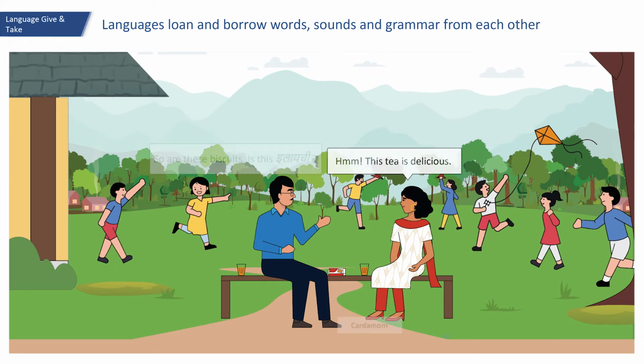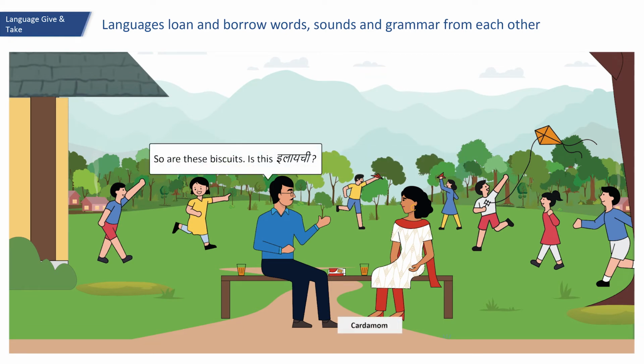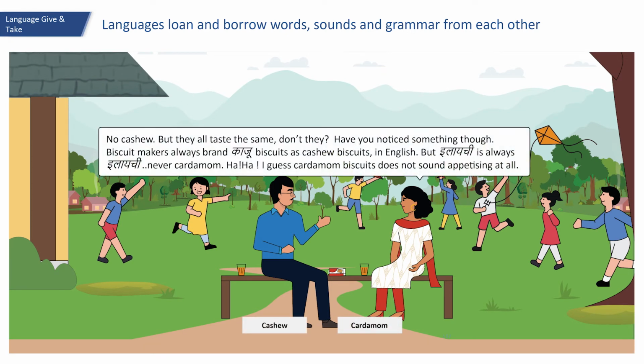This tea is delicious. So are these biscuits. Is this elaichi? No, cashew. But they all taste the same, don't they? Have you noticed something though? Biscuit makers always brand Kaju biscuits as cashew biscuits in English. But elaichi is always elaichi, never cardamom. I guess cardamom biscuit does not sound that appetizing at all.